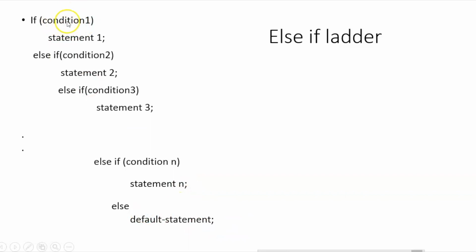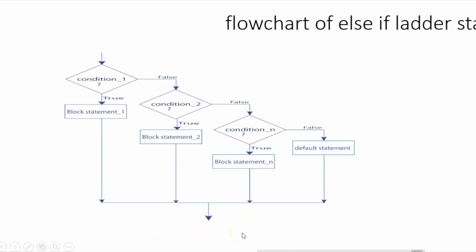Here initially condition 1 is evaluated, and if it is true, then statement 1 will be executed. If condition 1 is false, then condition 2 is evaluated. If it is true, then statement 2 will be executed. If condition 2 is false, then it will check whether condition 3 is true or false. If condition 3 is true, then statement 3 will be executed. When all the n conditions are false, then the default statement will be executed.